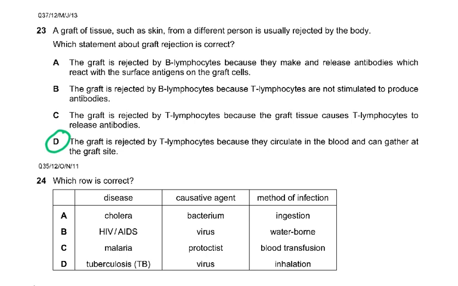Question 23. A graft of tissue such as skin from a different person is usually rejected by the body. Which statement about graft rejection is correct? Why is there graft rejection? Because the graft is rejected by the T lymphocytes, because they circulate in the blood and can gather at the graft site. There has to be something which causes rejection.